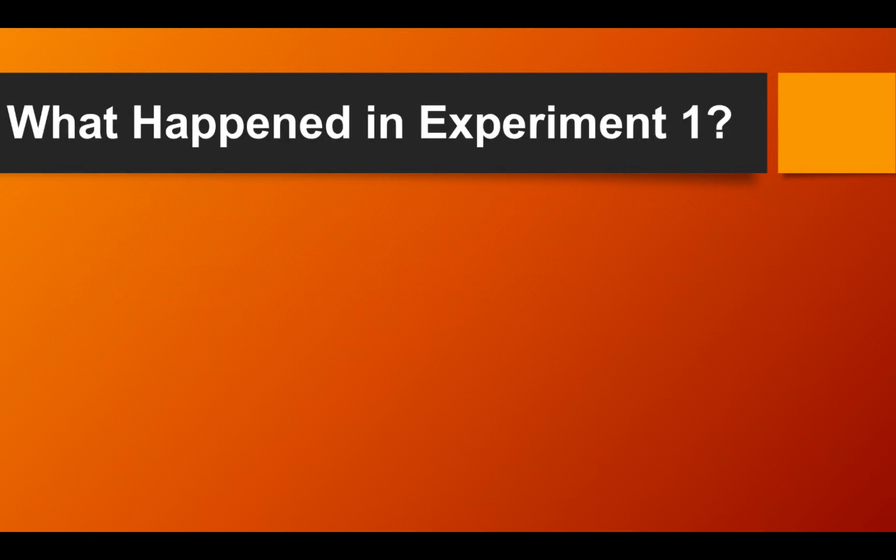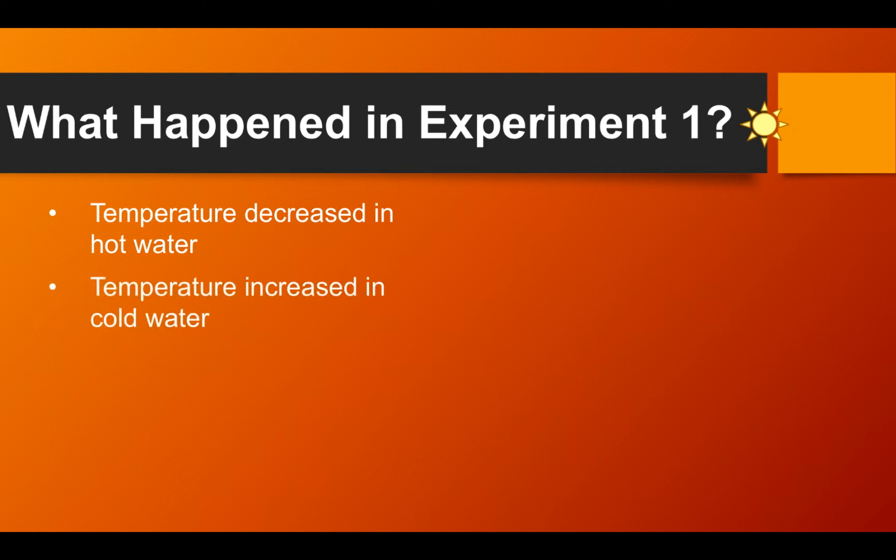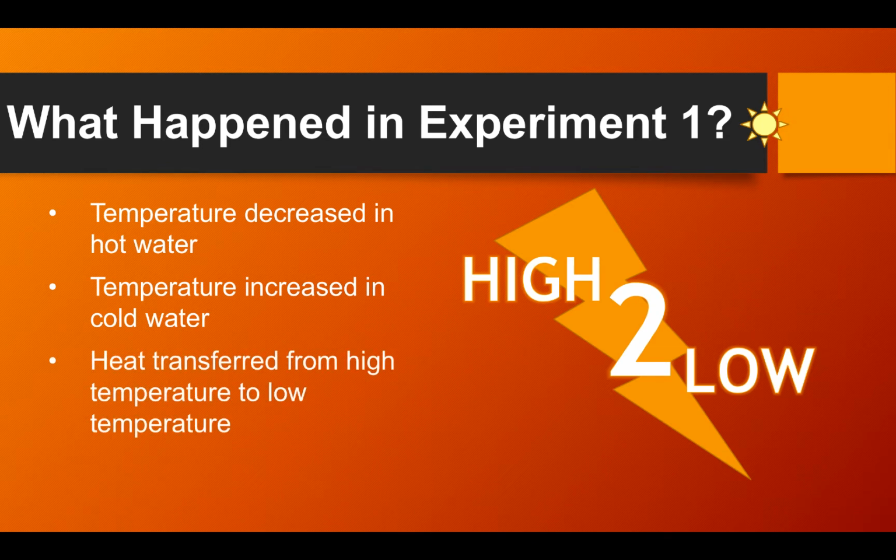Let's talk about what happened in experiment number 1. You should have seen the temperature decrease in the hot water. The temperature increased in the cold water. And heat was transferred from the high temperature to the low temperature. Always high to low, or from the hotter to the colder object.